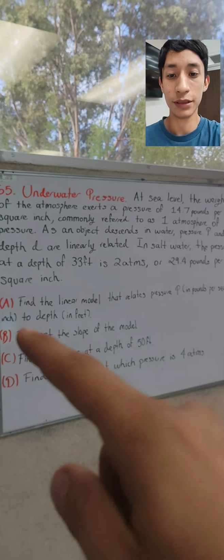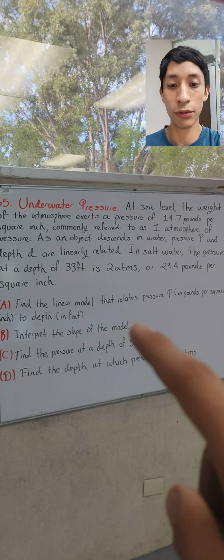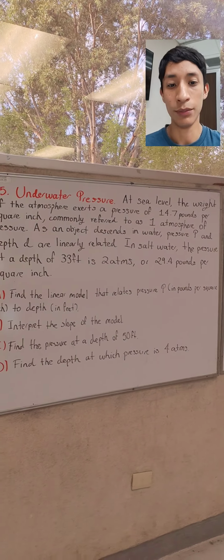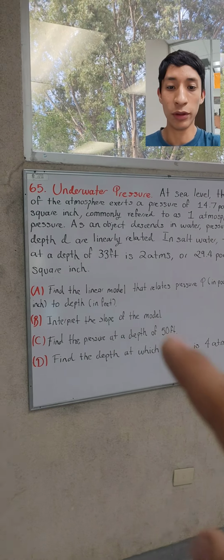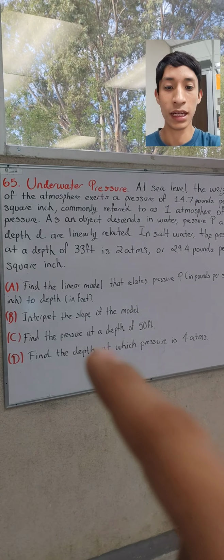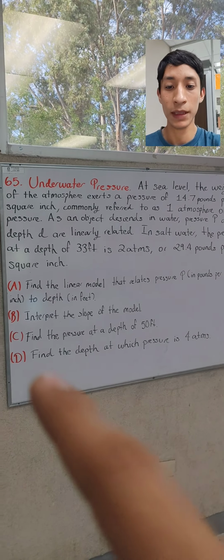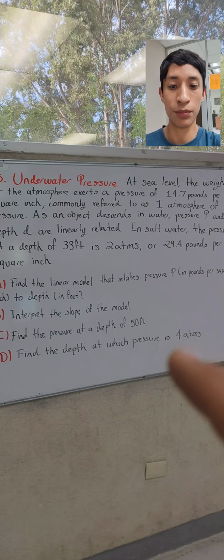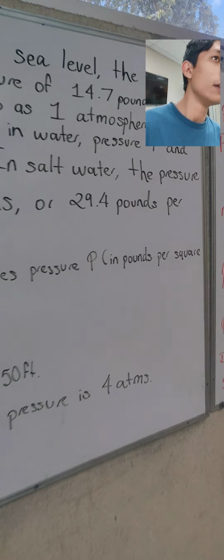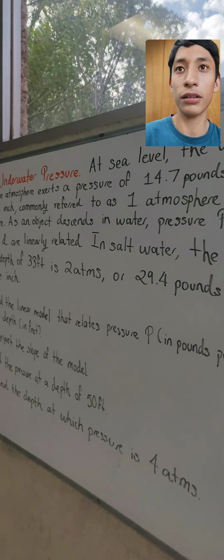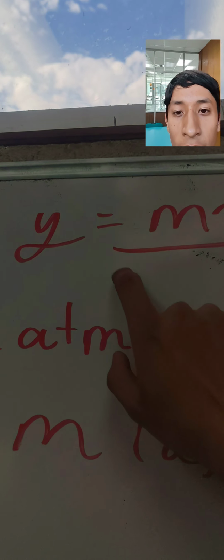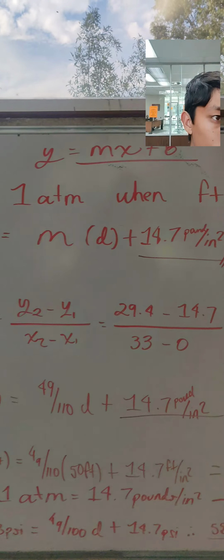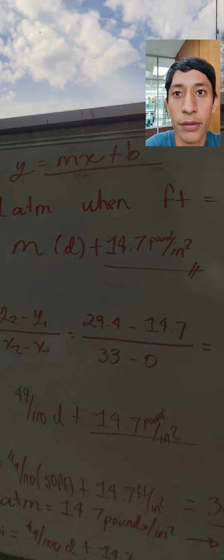So first of all, the problem states that we need to find the linear model that relates the pressure P in pounds per square inch to depth in feet, to interpret the slope of the model, and to find the pressure at a depth of 50 feet and find the depth at which pressure is 4 atms. As we are talking about linear equations, we are going to refer to this one, y equals mx plus b. So that's the slope-intercept equation.